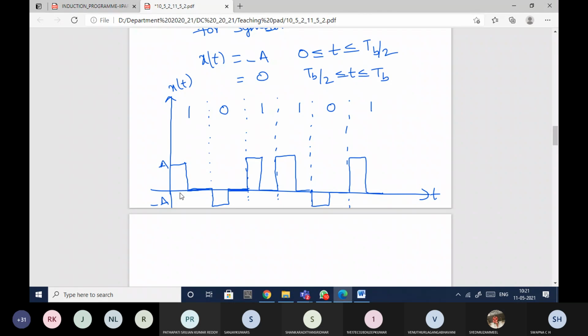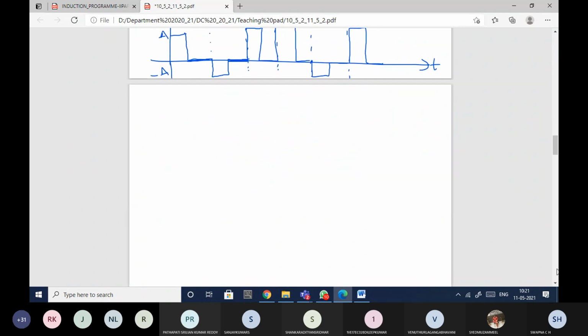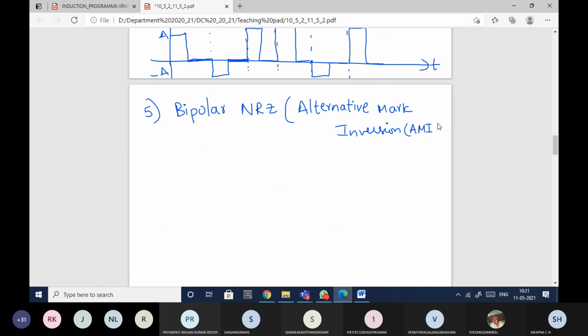Okay. Fine. The next one is, this is a very important one, as I've already mentioned, bipolar. Fifth one, no? Bipolar NRZ. It is also said to be alternate mark inversion, which in short is written as AMI.